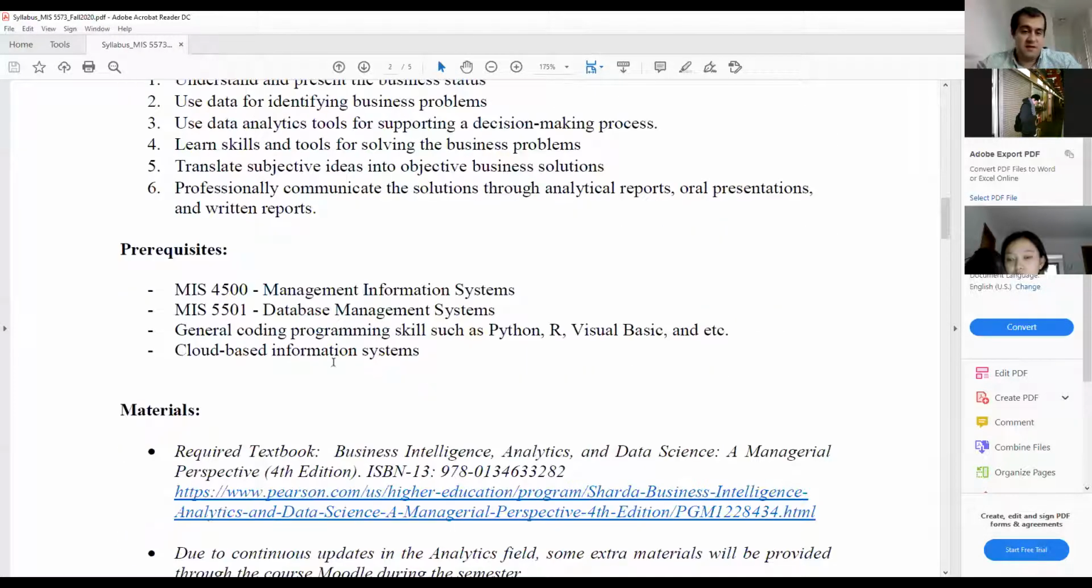Prerequisite. I'm not sure if the course IDs changed. I will check with our department, but basically: management information systems, database management systems, general programming skills, and cloud-based information systems. I don't say they're necessary, but having some knowledge is really helpful.